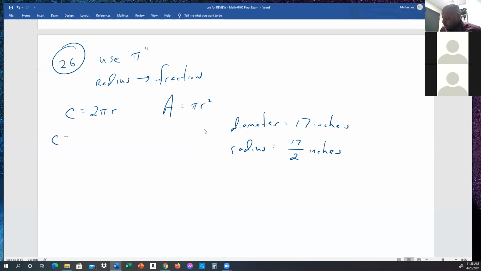So now coming back to the circumference equals 2 times pi times r, which is 17 over 2 inches. And write this 2 as a fraction also. So that my circumference equals 2 times 17 is 34 pi inches for the numerator. For the denominator, 1 times 2 is 2. So my circumference is 34 divided by 2 is 17. Bring down the pi and then inches.